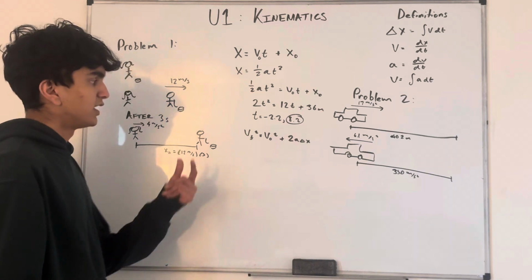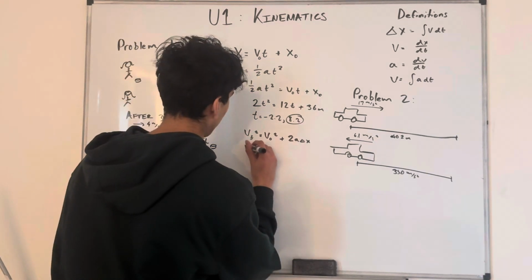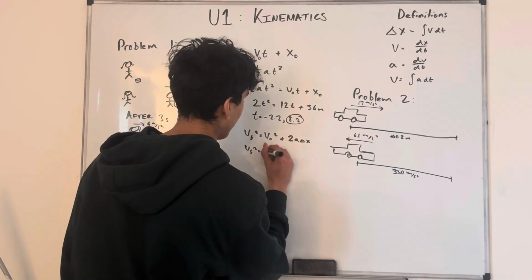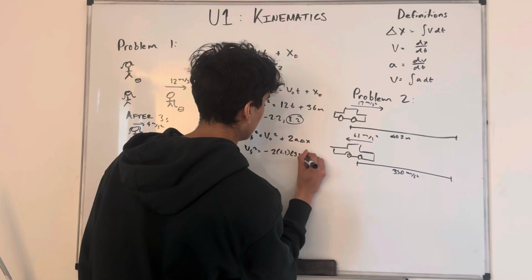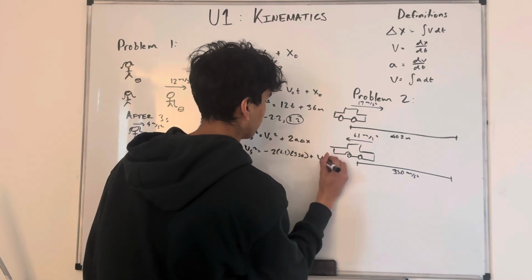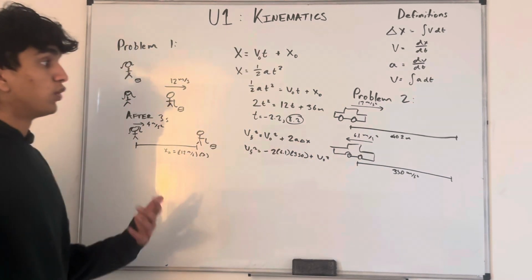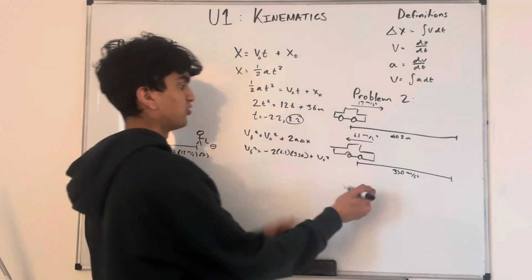The main thing is, once I start plugging in my numbers, v final squared is going to equal negative 2 times 6.1 times 350 plus v initial squared. I just don't know v initial squared. Well, hey, I know that the v initial squared here, right?